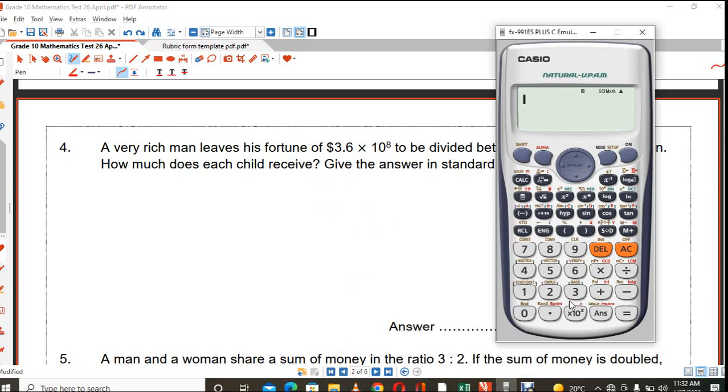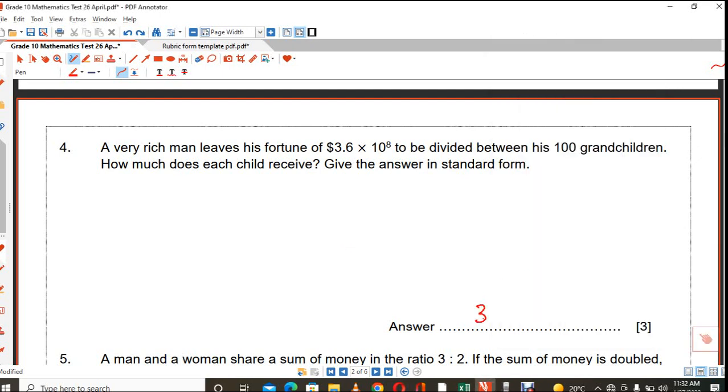It's okay. So I'm going to punch 3.6 times 10 raised to the power of 8. That's what it is. And you are dividing all of that by 100. That's the answer. That's 3 marks. Some of you change the things to 36 billion, or I don't know what. So it was 3.6 times 10 raised to the power of 6. Okay. So Franz, just take 3.6 times 10 raised to the power of 8.